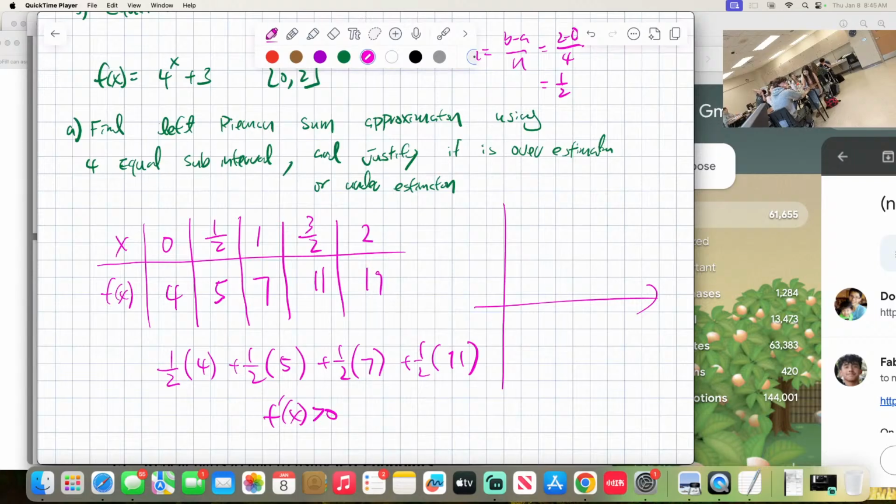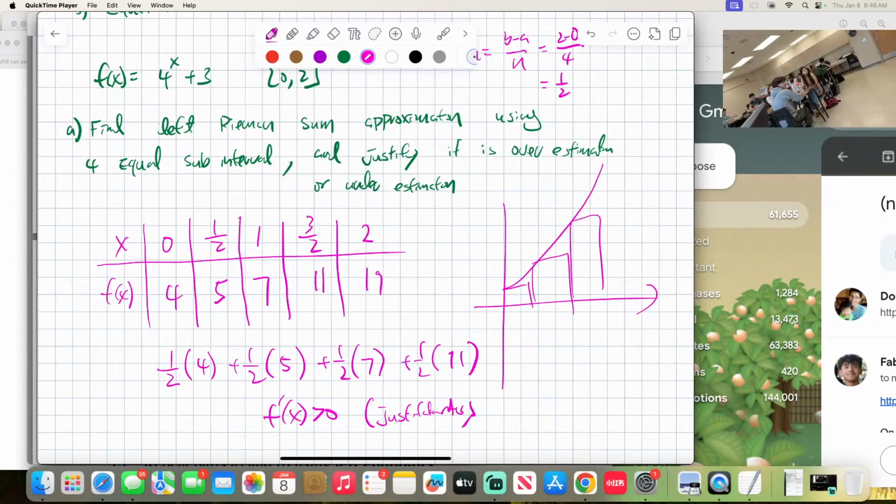Why is f prime of x greater than 0? Because the function's increasing, right? The function is increasing. Your estimation is going to be an under approximation. So what they want is, they don't want you to say f of x is going up. They want you to say the slope is positive. The slope is positive. In this case, that's why it's an under approximation. Does that make sense? So you're going to say f prime of x is greater than 0. This will be a justification.